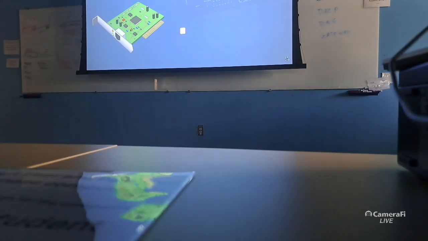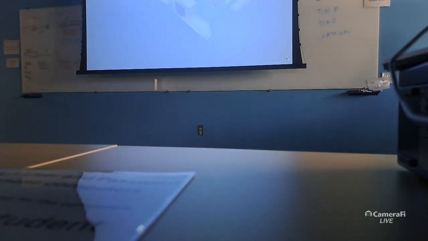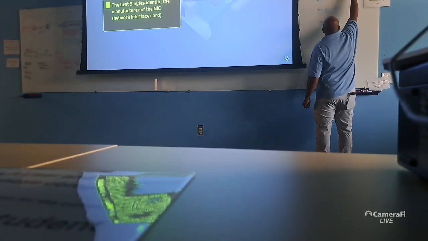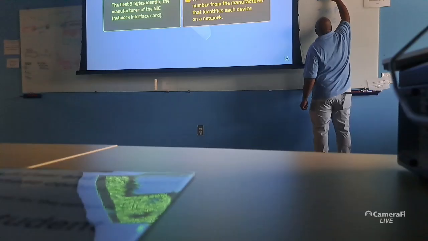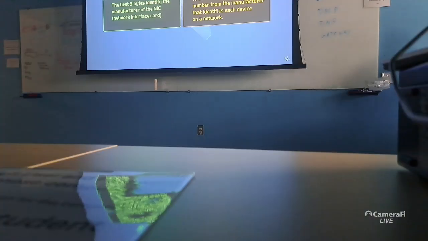The MAC address is made up of a 6-byte hexadecimal number that is burned into every NIC by its manufacturer. The MAC address can contain any number, and it also contains letters from A through F. The MAC address is broken up into 2 parts. The first 3 bytes identify the manufacturer of the NIC, such as Linksys, Netgear, TP-Link, and so on, and the last 3 bytes are a unique number from the manufacturer that identifies each device on a network. The MAC address is also referred to as the physical address or hardware address.